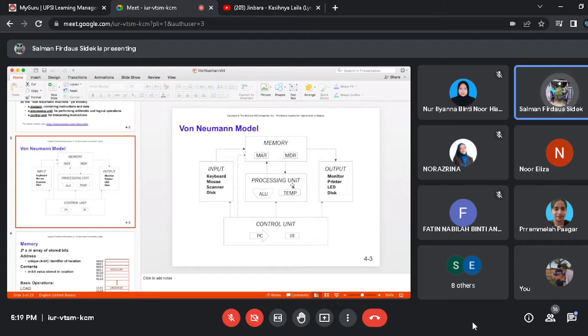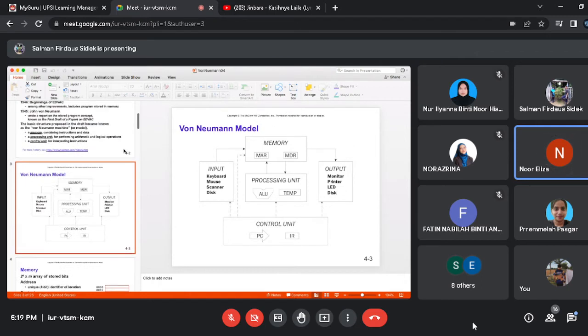Okay, let me repeat. So, what is the basic operation that we can do on the memory? You just saw it in the slide earlier. What process can we do in this memory? Load and store. Load and store.